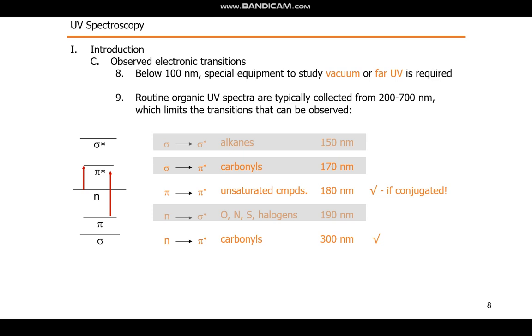And here are some examples at typical wavelengths. For example, we have taken alkanes from sigma to sigma star, it will absorb at 150 nanometer. Sigma to pi star carbonyls 170 nanometer. Similarly, unsaturated compounds would have this effect from pi to pi star at 180 nanometer, and non-bonding to sigma star for oxygen, nitrogen and sulfur and halogen compounds, it's at 190 nanometer, and for carbonyls it's about 300 nanometer.